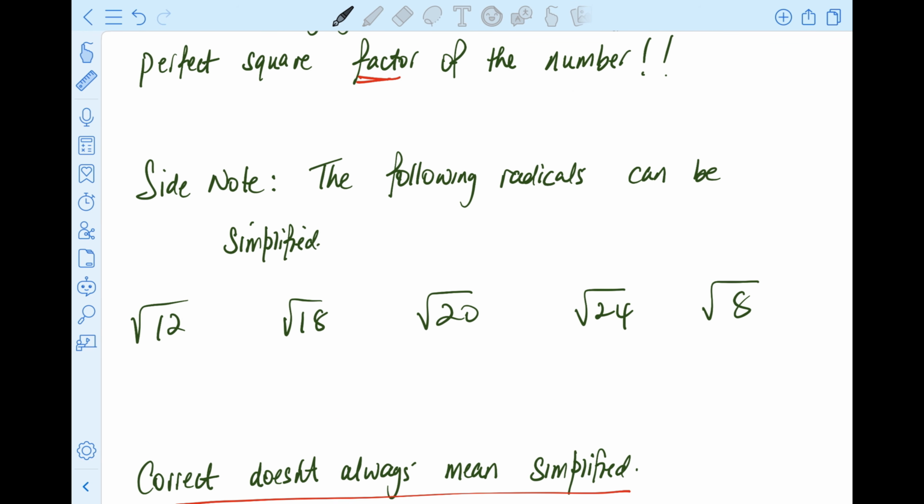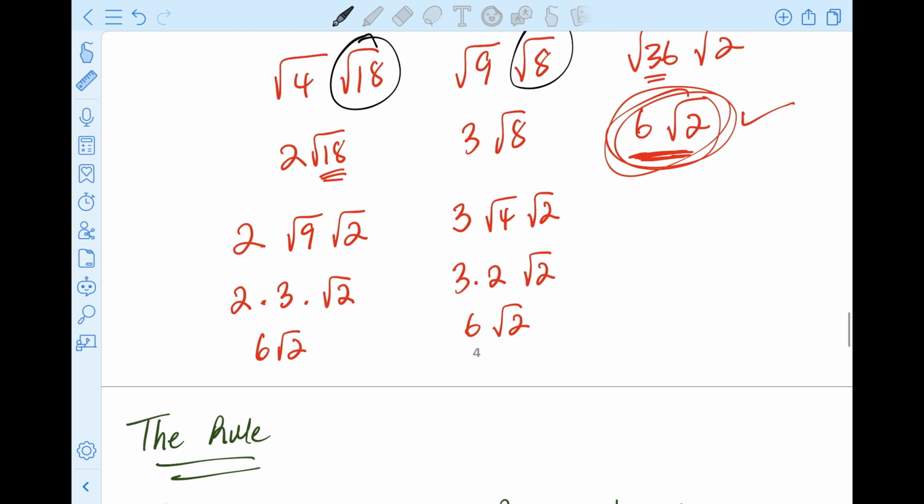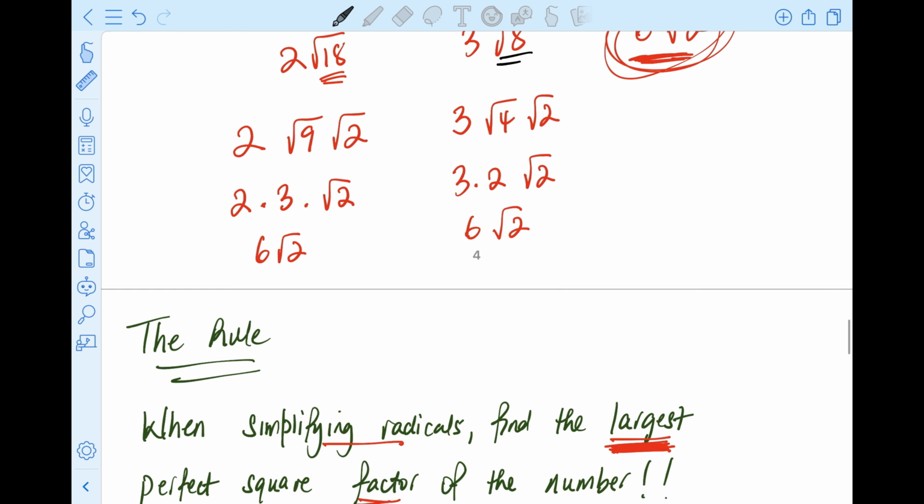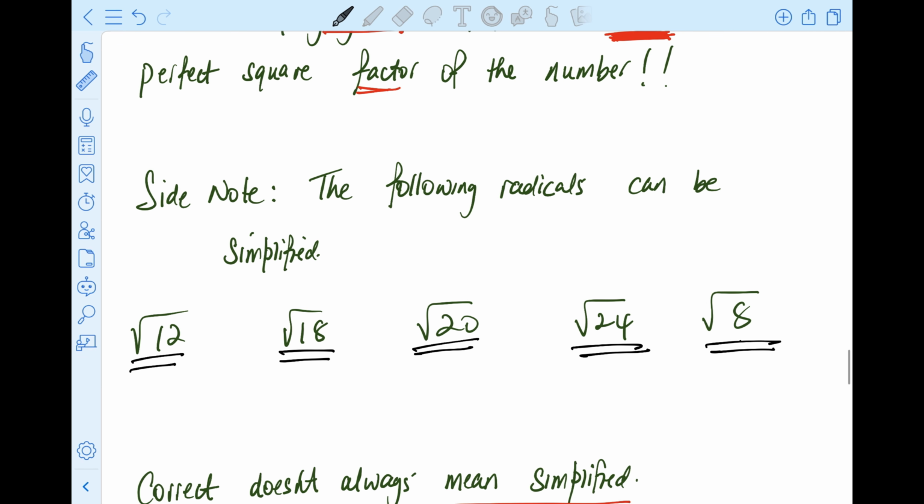If you end up with 12, then it means that there is a bigger perfect square that you can use. If you end up with 18, 20, 24, even 8, as you could see here, because these numbers have another perfect square factor, right? Like 18 has 9 and 2, and 9 is a perfect square. It means that there is a bigger perfect square. And the only way you're going to master this is if you keep going.